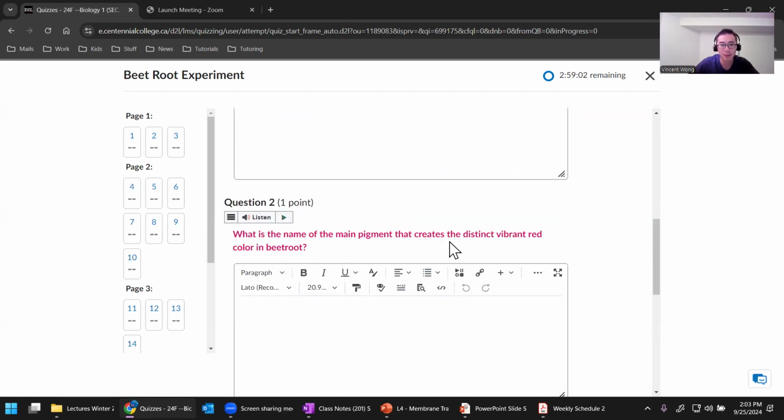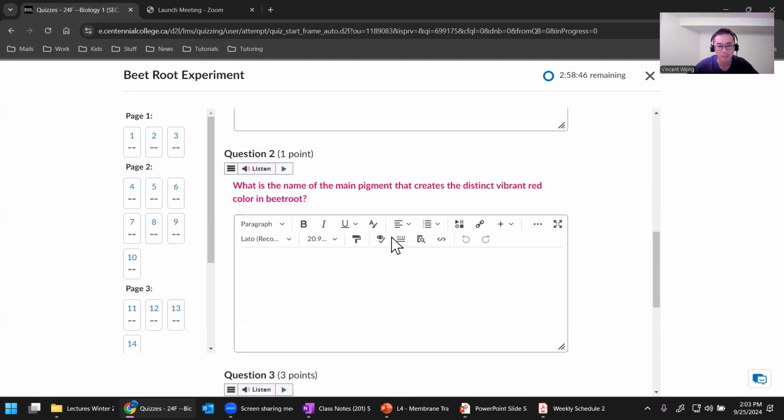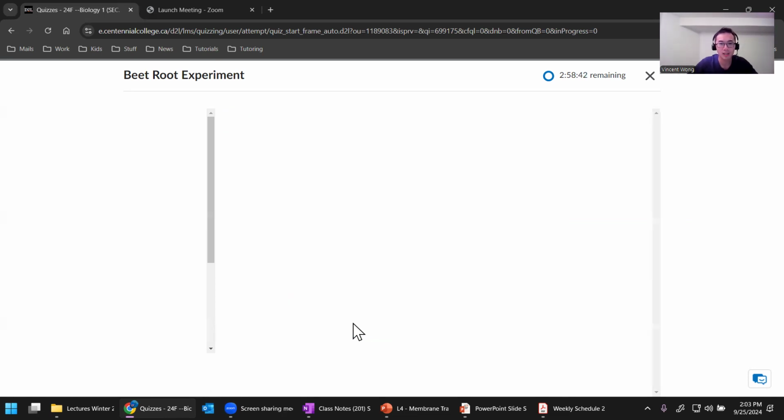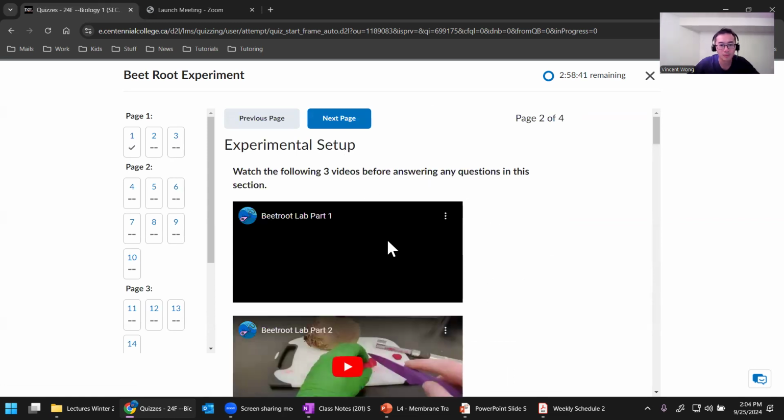What is the name of the pigment that creates the distinct vibrant red color in the beetroot? Again, don't look it up on the internet. Watch the video. It tells you specifically the name of it. Now, if this is too small, you can click on the YouTube button and then you can watch it on YouTube. And then that's it. 3 questions. And you press next page. And then there are more videos to watch.